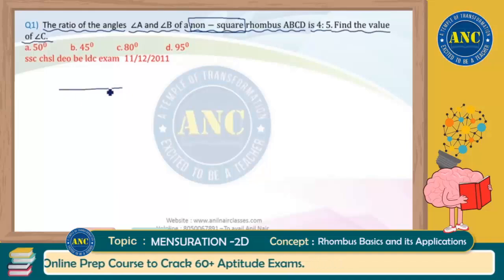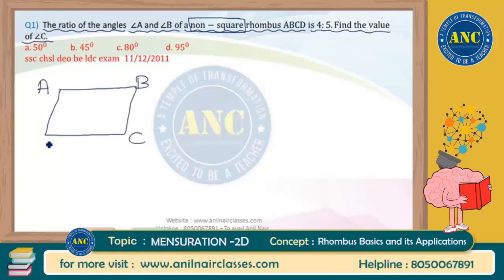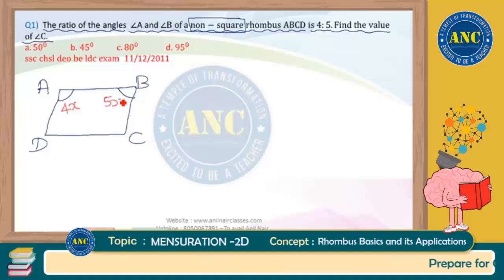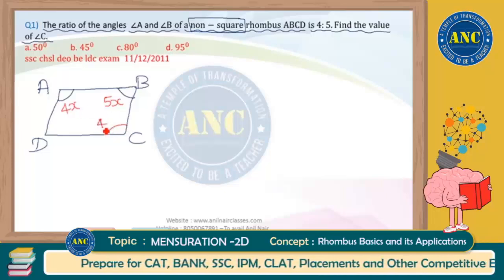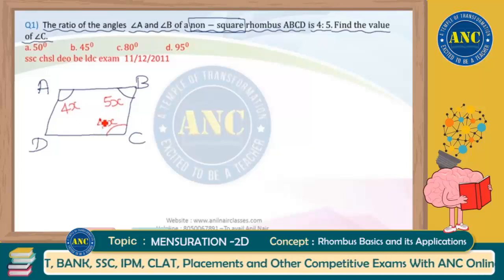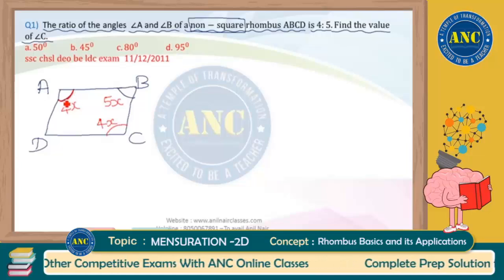Now see here, sir. Let us first write the rhombus. Let us name it as per the given question as ABCD. Now they are saying that the ratio of angle A and angle B is given as 4:5, or instead of taking 4:5, I will take it as 4x and 5x. They are asking you to find the value of angle C. We know that angle A and angle C are the same for a rhombus, because opposite angles in a rhombus are equal. That means if I know the value of angle A, I got my answer.